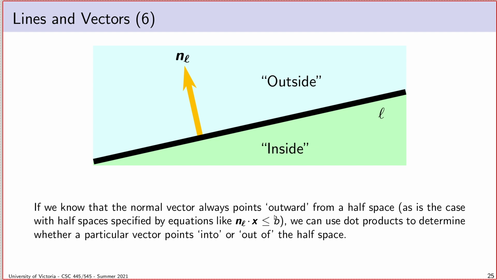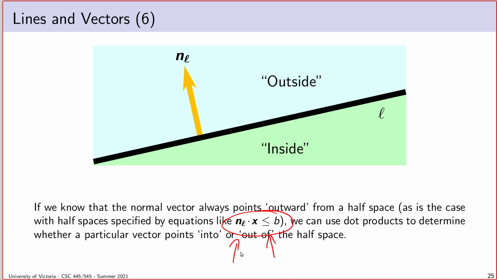In the case where I've defined my half space this way, with a less than or equal to sign, so normal vector dot x is less than or equal to something, then the normal vector will point outwards. So it will point away from my half space. If I adopt that convention, and we'll see in the next lecture that it's a good convention to adopt because we like inequalities that look like this with a less than or equal to sign.